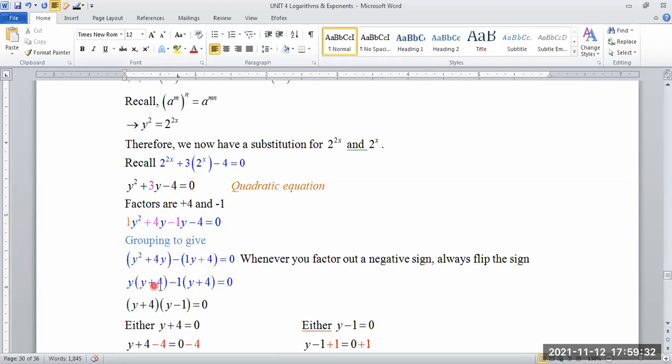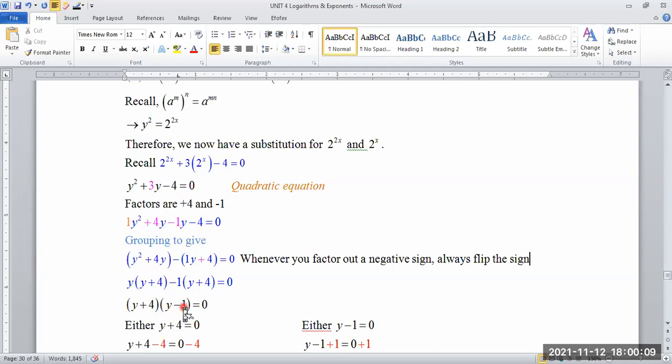Now, what is common here that is common there? What is common here, guys? Sir, y plus 4. Very good. So I can factor out my y plus 4. And when I factor out my y plus 4 from here, what is left on this side? Y. Good. And what is left on this side? Negative 1. See here? Y minus 1.